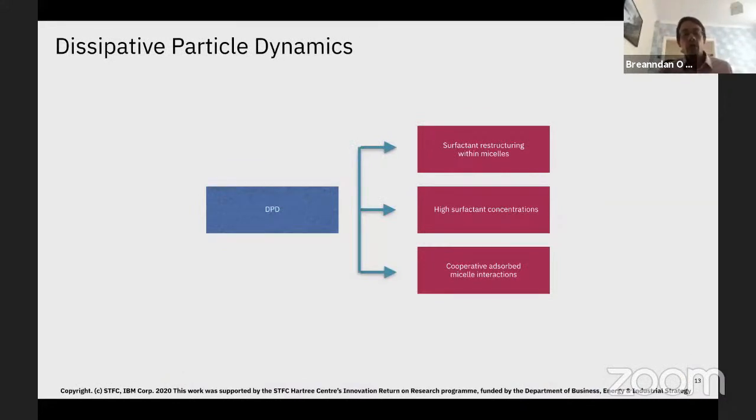Now, the simulation methodology which we used in this study is called Dissipative particle dynamics, and this is a coarse-grained molecular dynamics simulation methodology. The reason why we use this methodology is it allows us to access length scales and time scales which are large enough so that we can investigate the formation of micelles and absorbed micelle structures, as well as conserving enough of the chemical information such that the physics of the individual surfactant molecules themselves are conserved. And the reason why I use DPD over perhaps atomic simulations is because in literature we've seen that it's been used to investigate the restructuring of surfactants within micelles, to investigate high surfactant concentrations, as well as the cooperative effects between absorbed micelles.